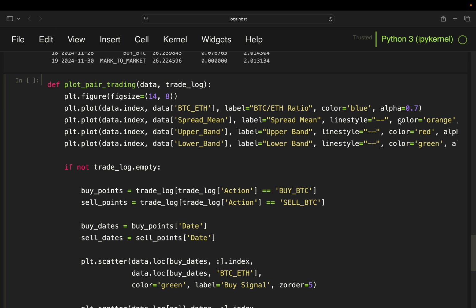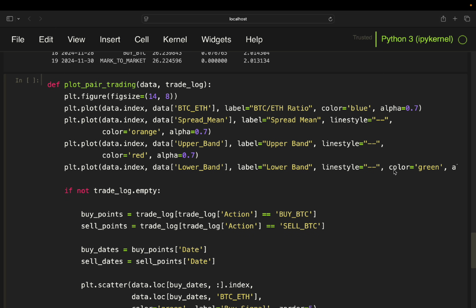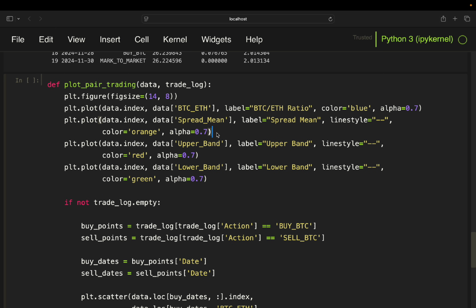So let me just pull that so you can actually see what I coded here. So you see, I just gave it some colors here, orange, red and green, some alpha, which is just the transparency here, and some style things. You don't have to do that. It's just that the chart is looking more fancy.